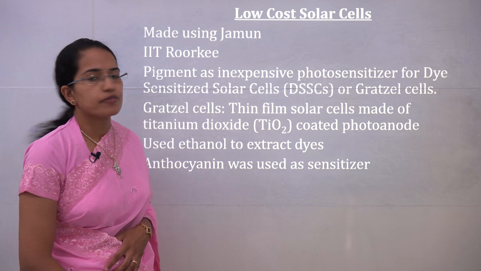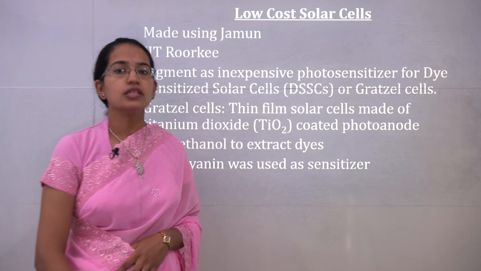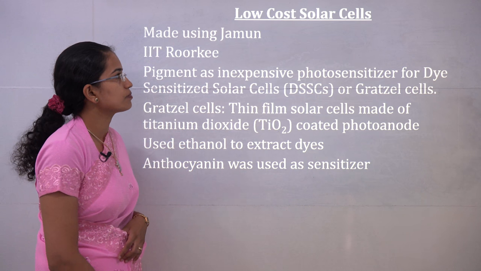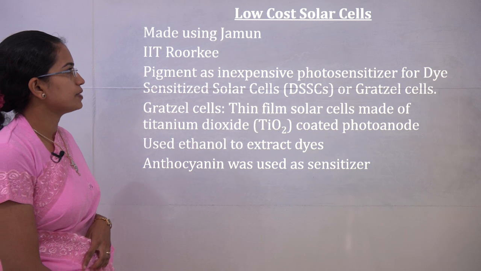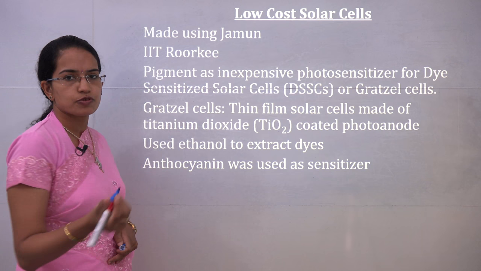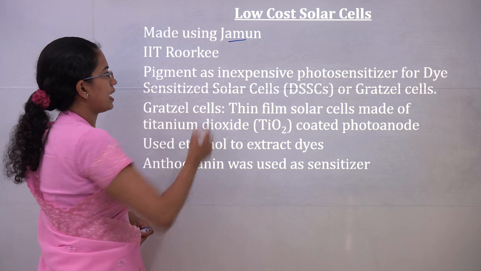So now for today, we would be talking about the major topics on science and technology. The first of the important news was the development of low cost solar cells. Now these have been made by using jamun, that's a fruit, and that was discovered by IIT Roorkee.